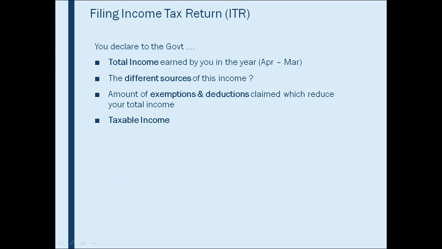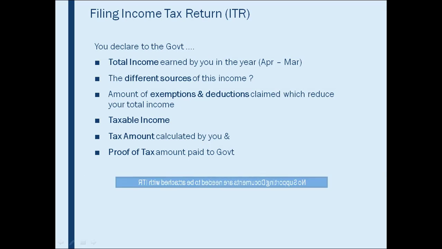What is your taxable income and how much tax you have calculated? What is the proof that you have paid this tax to the government? That is very important. And also an interesting thing is, you do not attach any supporting documents with the income tax return. So the income tax return is very basic, like a spreadsheet, which identifies you by your name, your residential address, your permanent account number, which is your basic identity with the tax department, your date of birth, and so on, and then you just need to fill in the numbers.